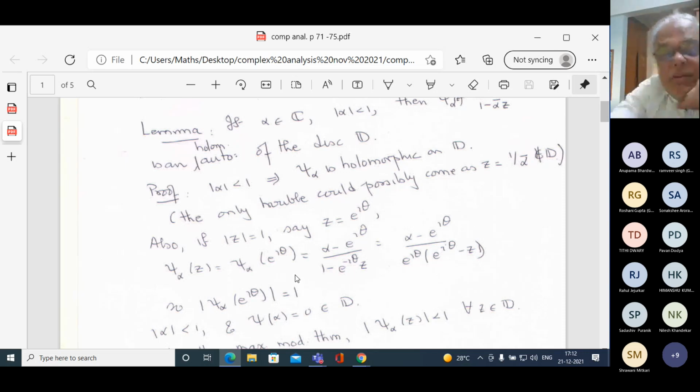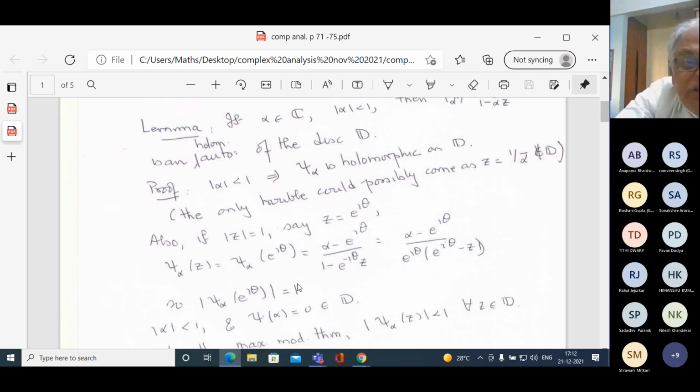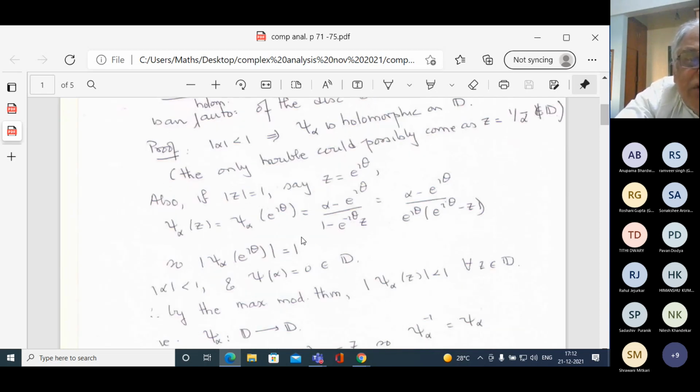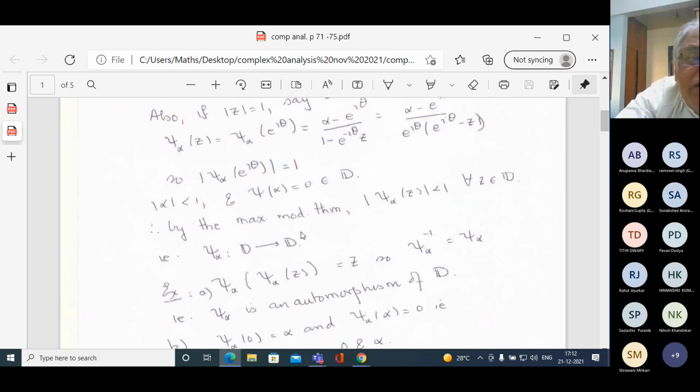So anyway, this has absolute value 1. And therefore, if mod alpha is less than 1, this has absolute value 1. So the unit circle is mapped to the unit circle by psi alpha. And therefore, by the maximum modulus theorem, psi alpha of z must be less than 1 for all z in D because it is non-constant. And psi of alpha is equal to 0.